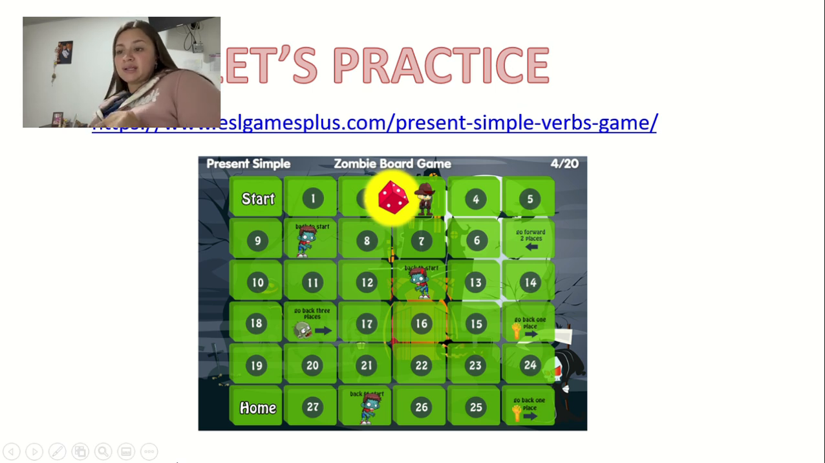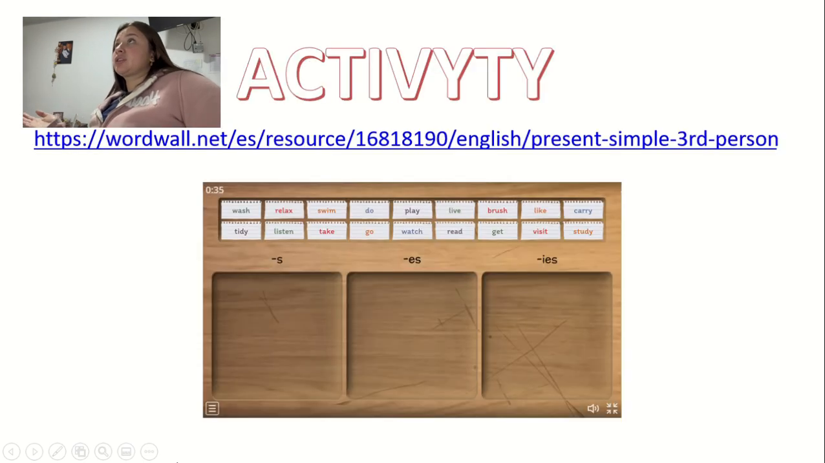For example, in that part, each student has the opportunity to answer one question to finish that part. That is a zombie board game. This activity is about talking about the third singular person with the s, es or ies. That is something that we taught and that we learned.